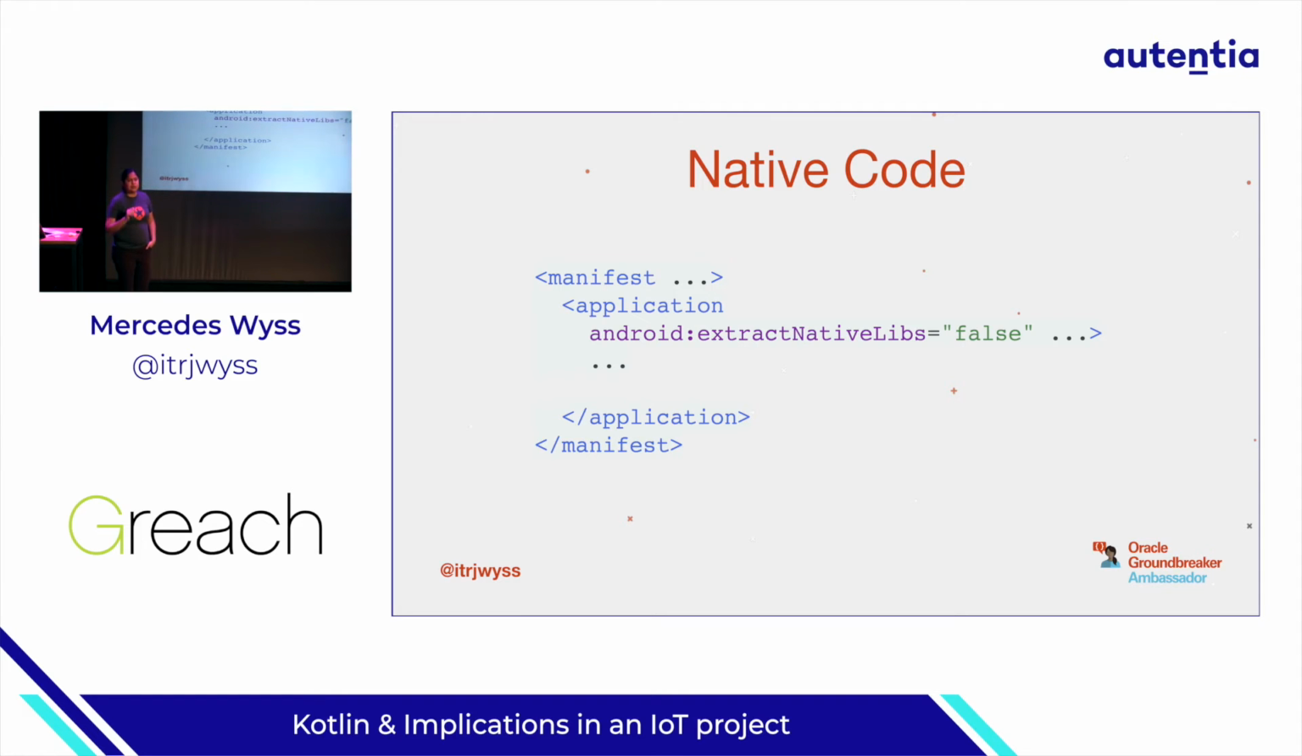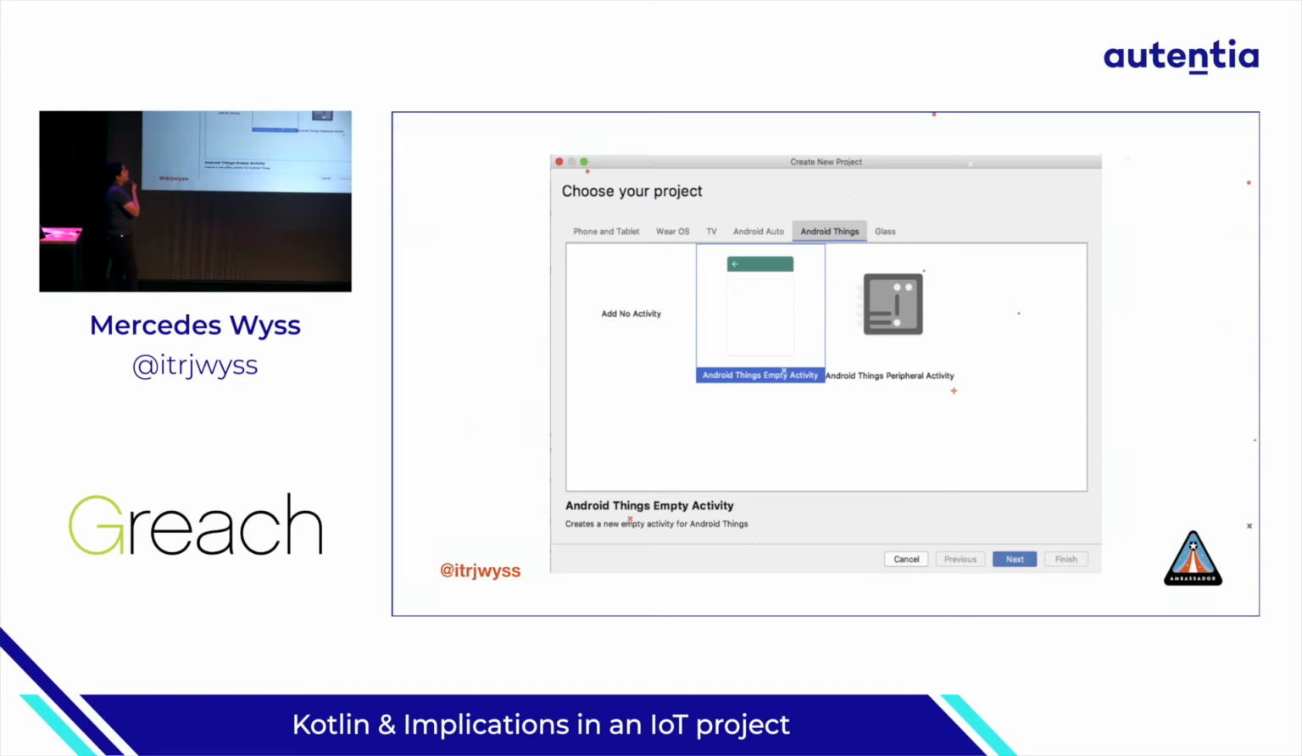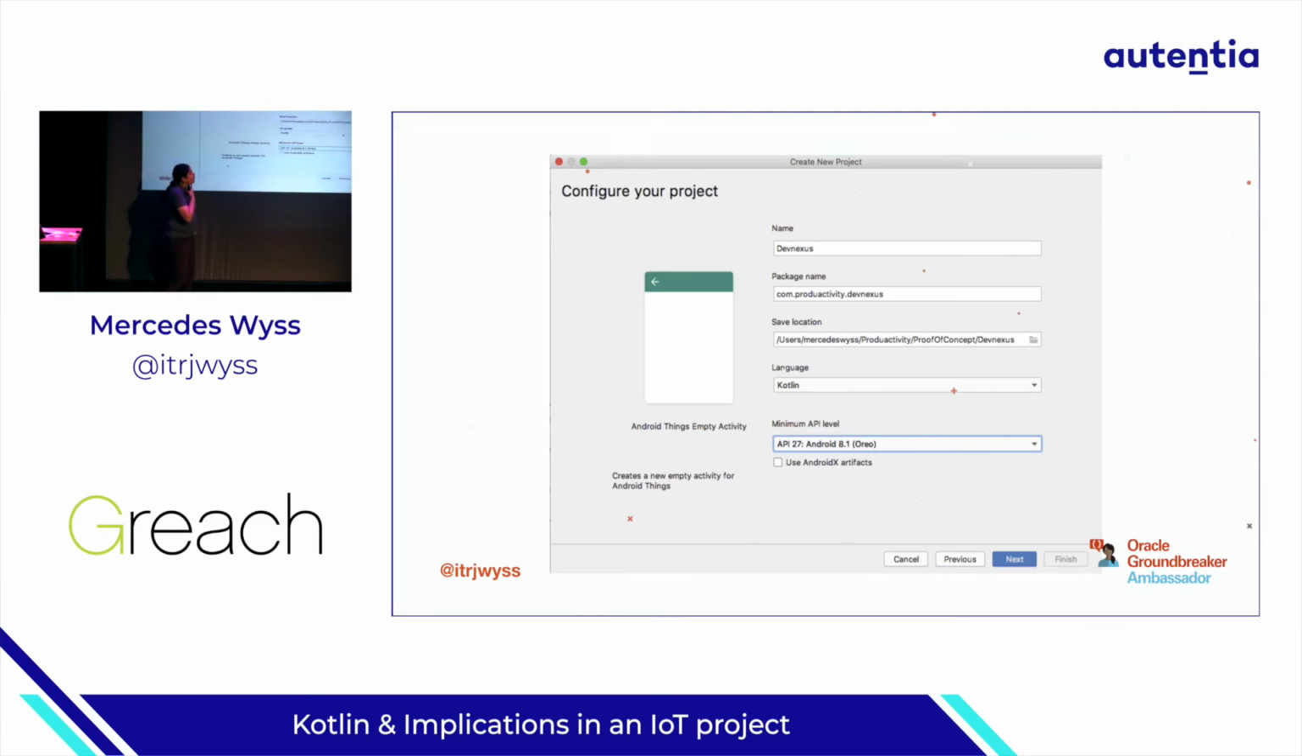So I will show you here a little bit an example of how to create an Android Things application just to turn on and turn off a LED. So here I am creating the project. Here I am defining that I will use Kotlin. This is the minimum API level. The recommendation now is to use at least Android 8. I am putting the name of my project and my package name, and then I will save it.